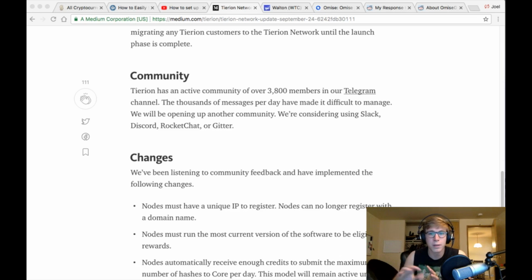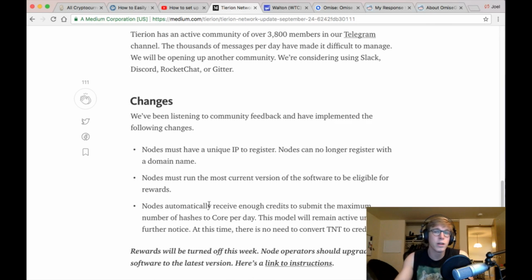And that was kind of, they did away with that and just made the credits free, so you don't have to pay anymore to actively receive rewards, which is nice. So they've actually changed a few things about the nodes, and they go into detail about this in the blog post that they made. So first off, nodes must have a unique IP to register.